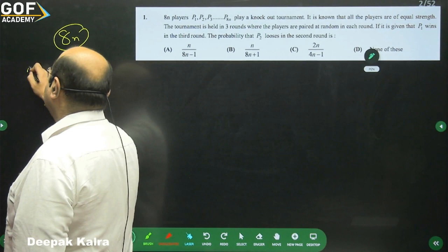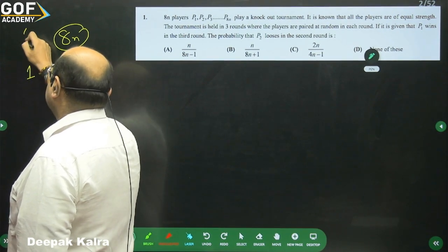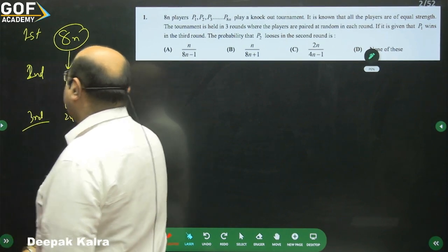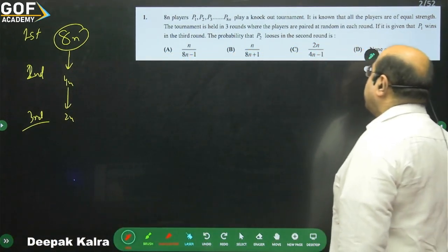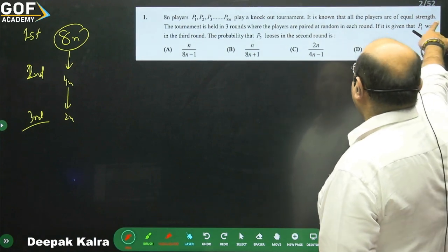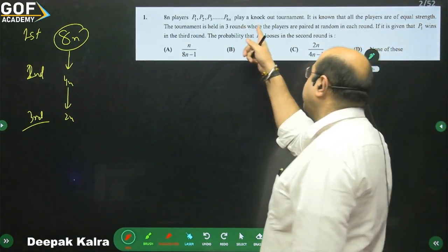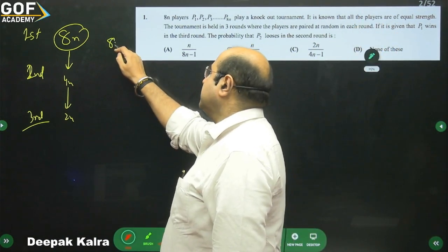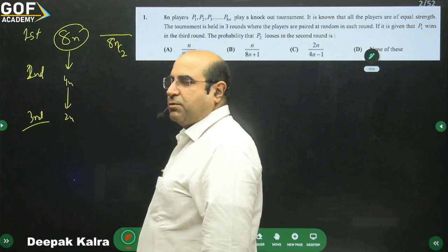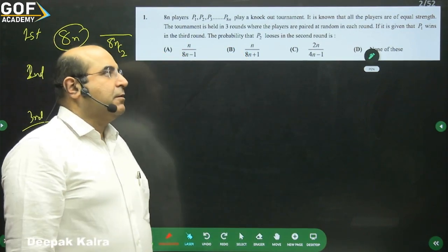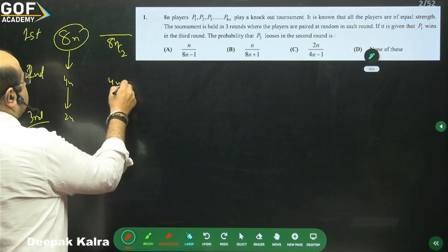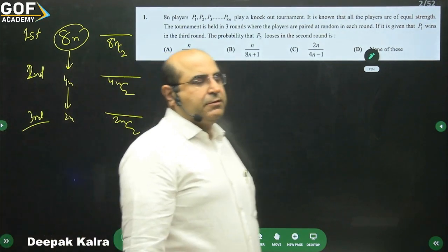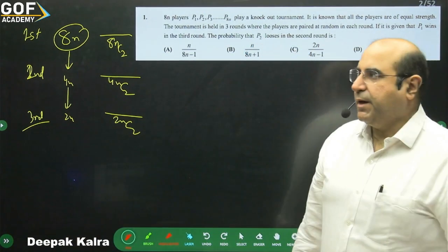First round is this. Second round is this. This is the third round. It is known that all the players are of equal strength. The tournament is held in 3 rounds where the players are paired at random in each round. So the sample space is 8N C2. Here the sample space will be 4N C2. Here the sample space is 2N C2.